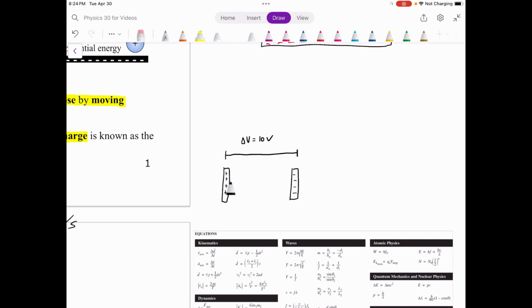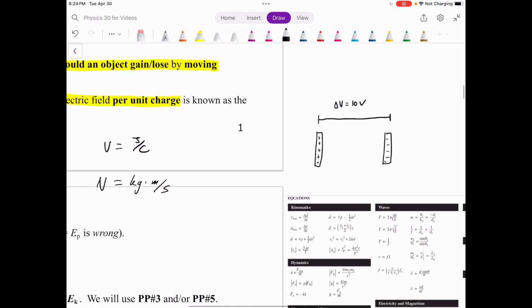So if the voltage between these two plates is 10 volts, that just means that a 1 coulomb charge would change its energy by 10 joules by being moved from here to here. A 2 coulomb charge would change its energy by 20 joules. A 0.5 coulomb charge would change its energy by 5 joules. That's all that means. It's a way of comparing two positions in terms of the difference in potential energy for a charge moved between those two positions.